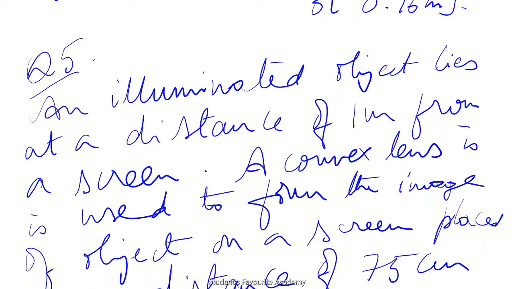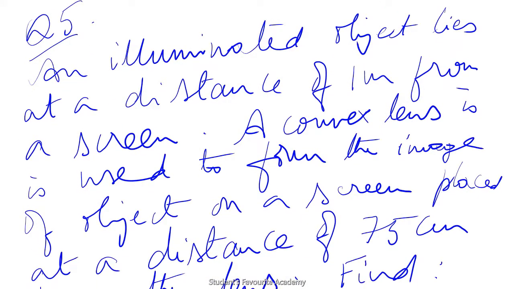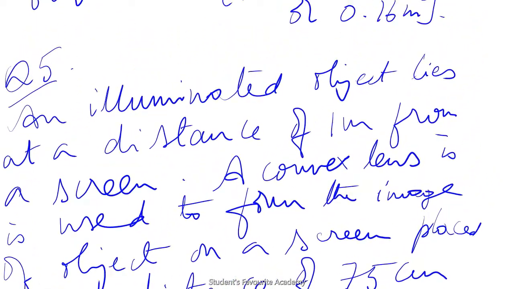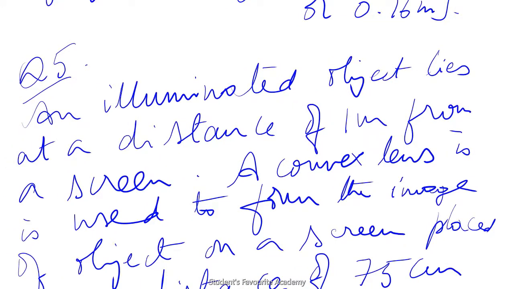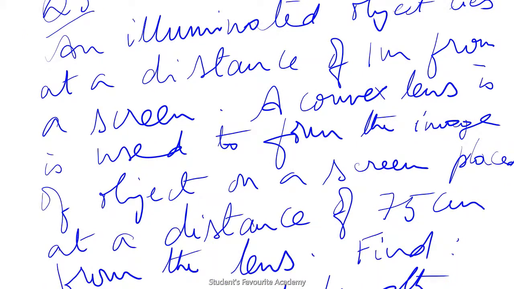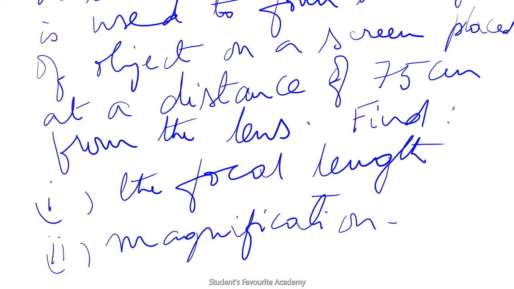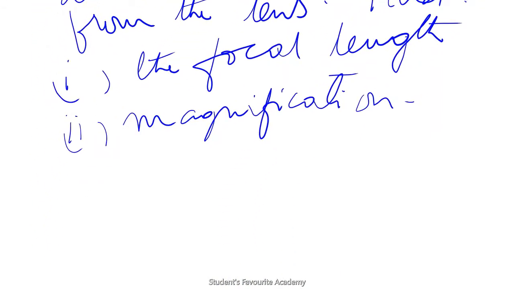Now question 5. An illuminated object lies at a distance of 1 meter from a screen. A convex lens is used to form the image of the object on a screen placed at a distance of 75 centimeter. So an illuminated object lies at a distance of 1 meter means that is 1 meter from the screen. Mind it, don't take it directly as object distance. This distance 1 meter is from the screen. Find the focal length and the magnification. Okay, so let us start solving this sum.